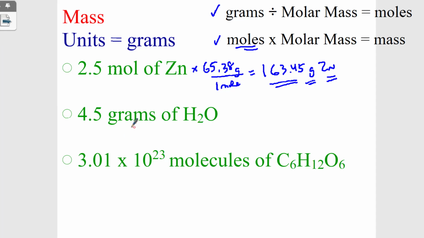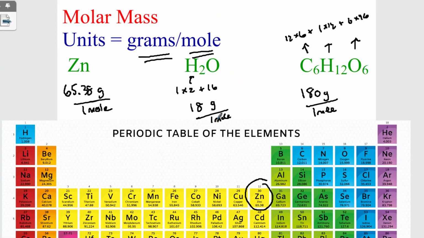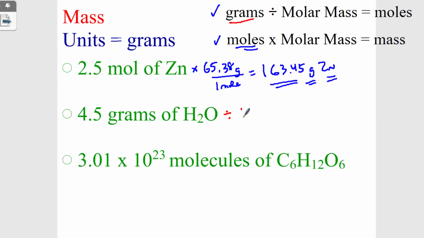Let's take a look at 4.5 grams. What do we do if we have grams? We're going to divide by molar mass. And so water, remember, was 18 grams for every 1 mole. So we're going to divide by 18 grams for every 1 mole. And you can see 4.5 grams divided by 18 grams per 1 mole gives me 0.25 moles of water.